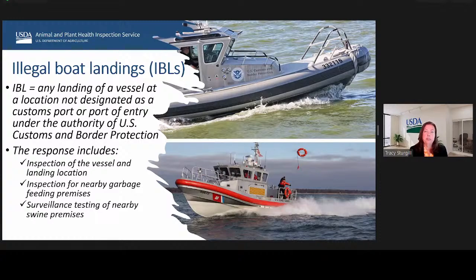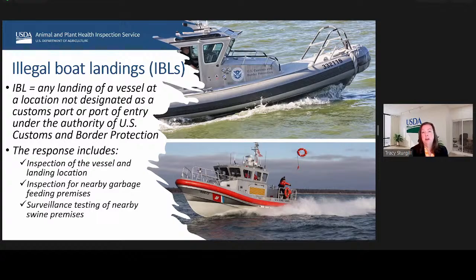So to control this, APHIS has worked very closely with the Department of Homeland Security's Customs and Border Protection Agency, the United States Coast Guard, and the Puerto Rican Police Force to enhance the surveillance specifically to the protection zone, especially including potentially illegal boat landings. And illegal boat landings are any landing of a vessel at a location not designated as a customs port or port of entry under the authority of the U.S. Customs and Border Protection. And the response to illegal boat landings is to mitigate the potential introduction of live animals, contaminated food or food waste, and other fomites that could introduce ASF virus into Puerto Rico or the U.S. Virgin Islands.